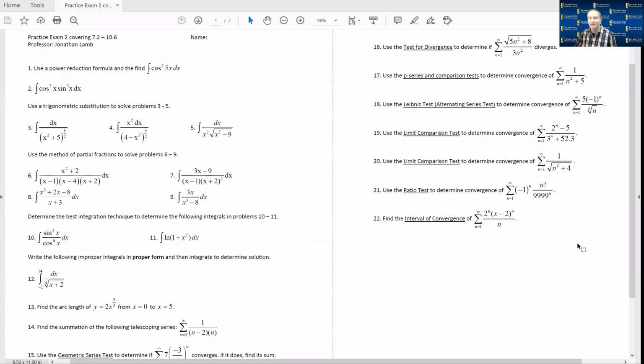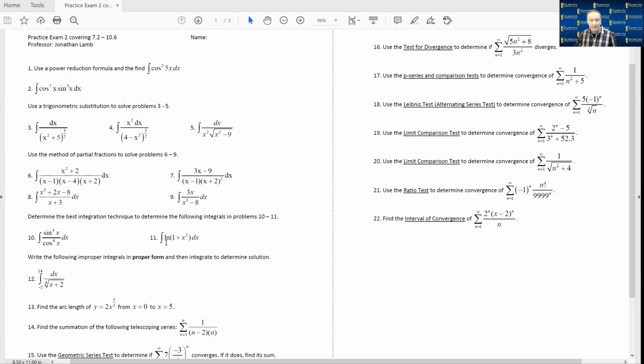For number 10 on the practice exam, hopefully you recall that after partial fractions was section 7.6 in our book. What 7.6 did was just some general integration strategies where you had to decide the best integration technique. So 7.6 is supposed to be represented on this practice test by problems 10 and 11.